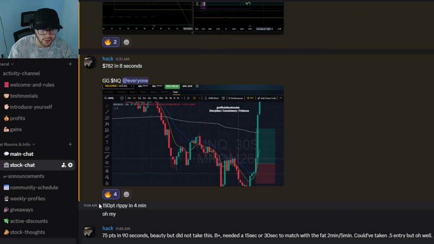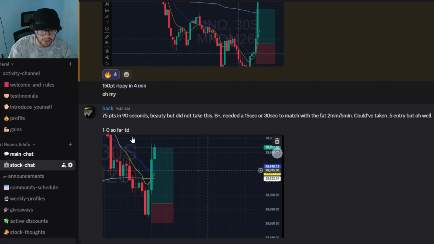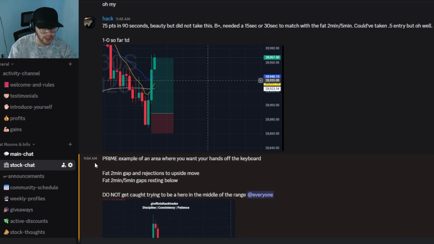Really nice longs. 150 point rip in 4 minutes was insane. Didn't take this setup. We were 1-0. We missed this. We didn't get this. And I'll explain why right here. Prime example of an area where you want to get your hands off the keyboard. Fat 2-minute gap and rejections of upside moves.